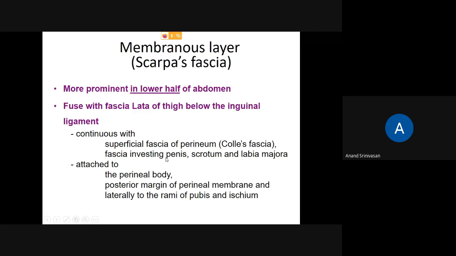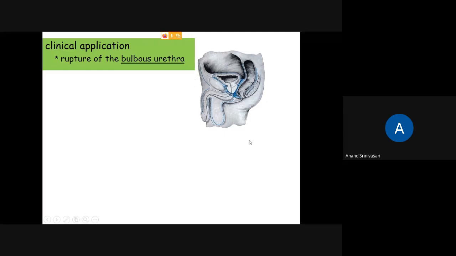It covers the penis and scrotum in males and labia majora in females, and is attached to these organs. We will see about the Colles fascia later. But what is the importance of this membranous fascia and the Colles fascia?